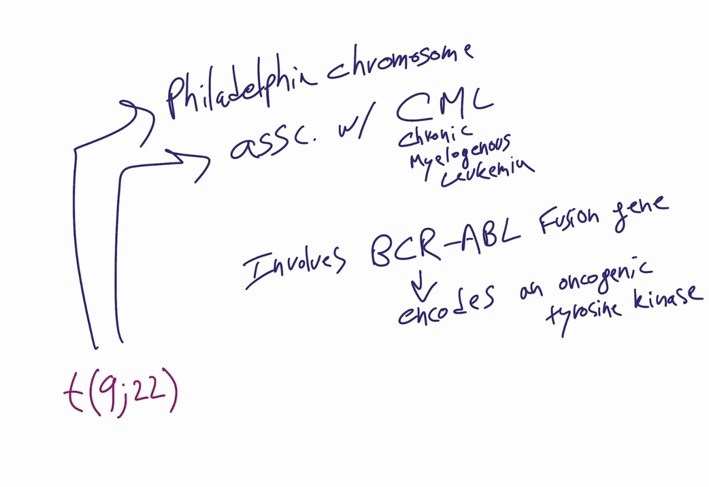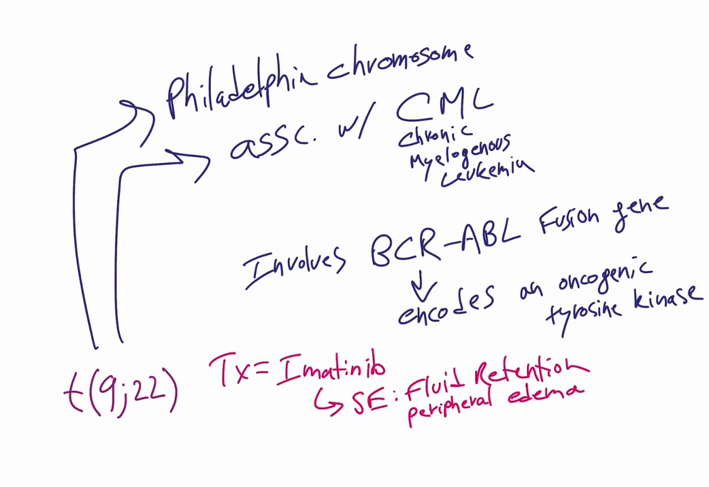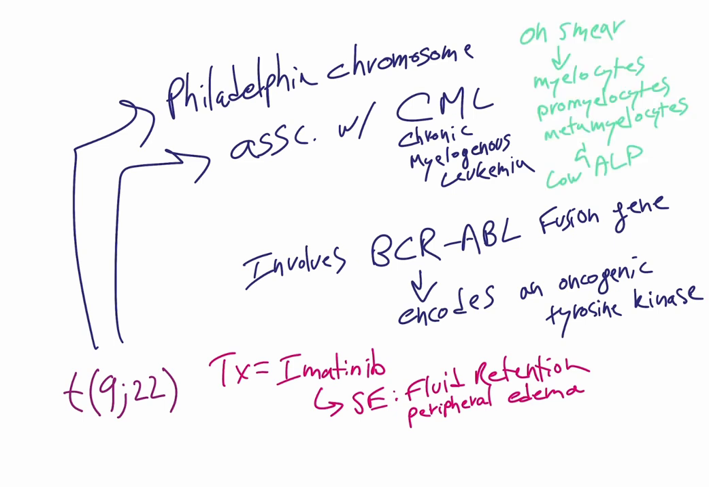This involves the BCR-ABL fusion gene. This encodes for the oncogenic tyrosine kinase. The treatment is imatinib. Side effects are known to be fluid retention or peripheral edema. On smear, you'd see myelocytes, promyelocytes, and metamyelocytes, as well as low ALP.